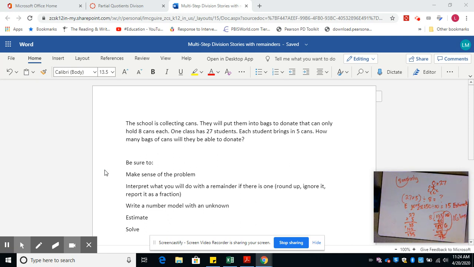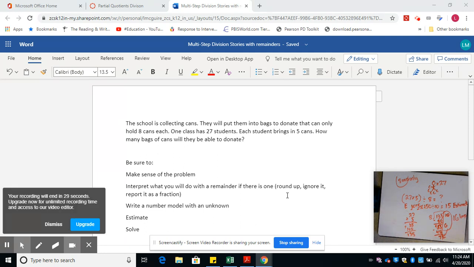When I come back to my choices on interpreting a remainder, I can round it up. Do I need 17 bags? Am I going to ignore it and just throw those 7 cans into the trash can? Or am I going to report it as a fraction? Can I break up those 7 cans into 8 equal pieces? Well, thinking about that realistically, right, we wouldn't end up breaking up cans to donate. So I would end up rounding this up. I would need a total of 17 bags.